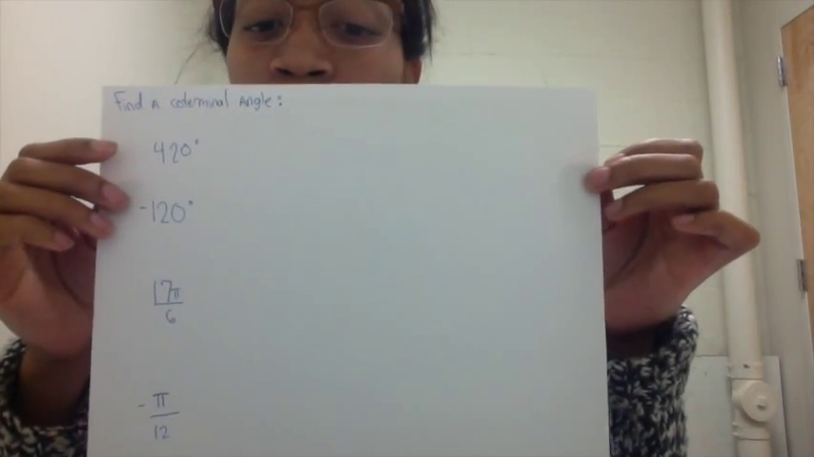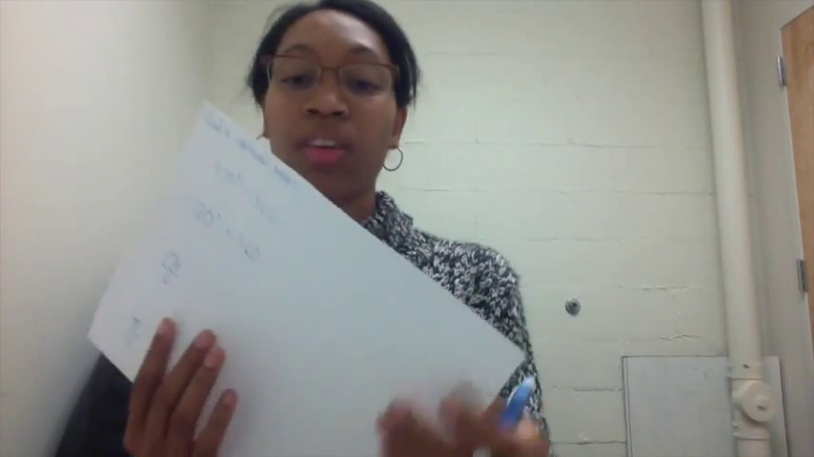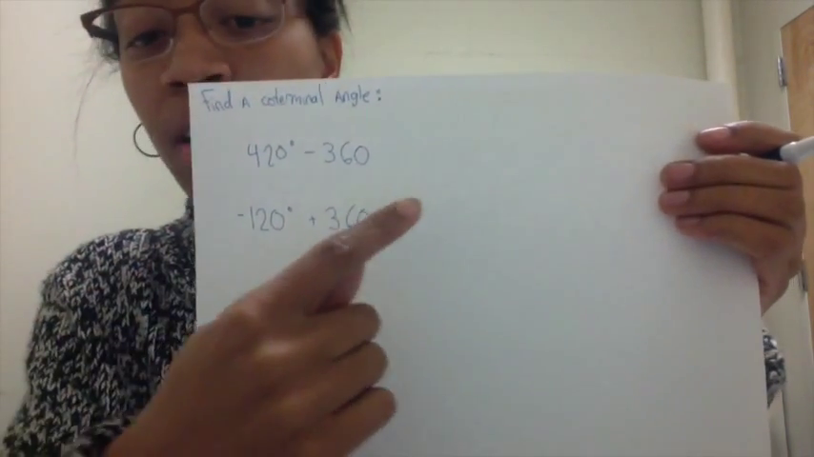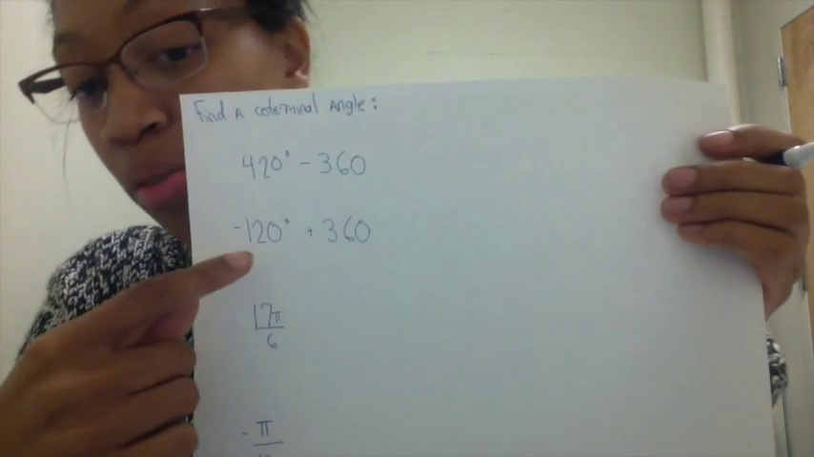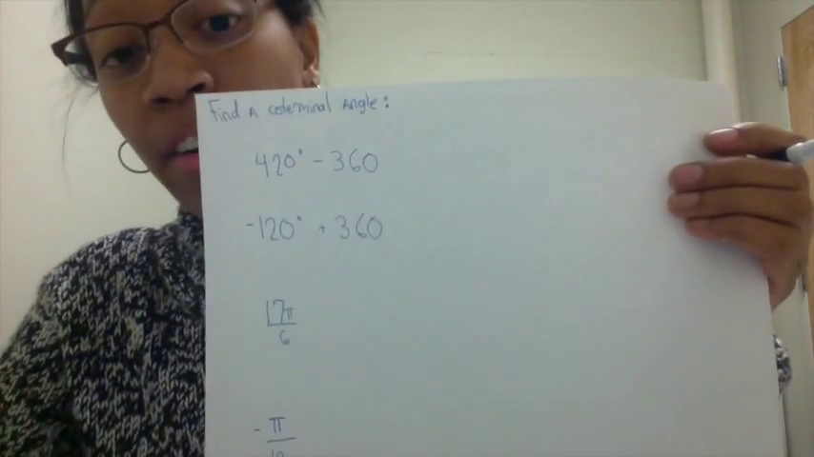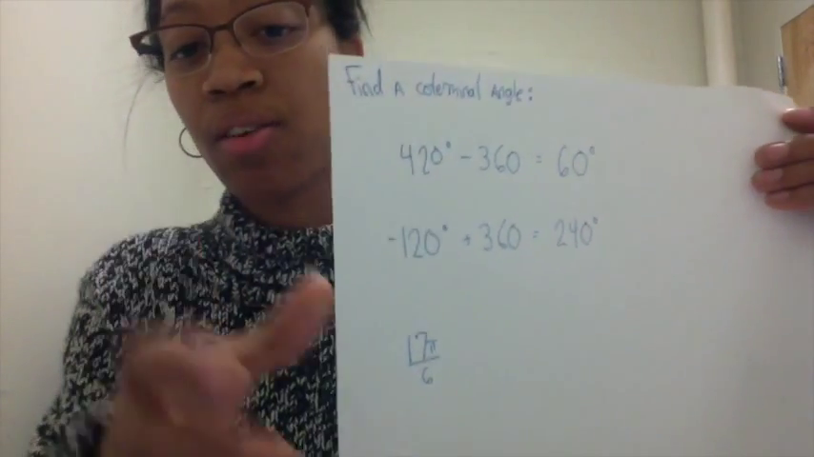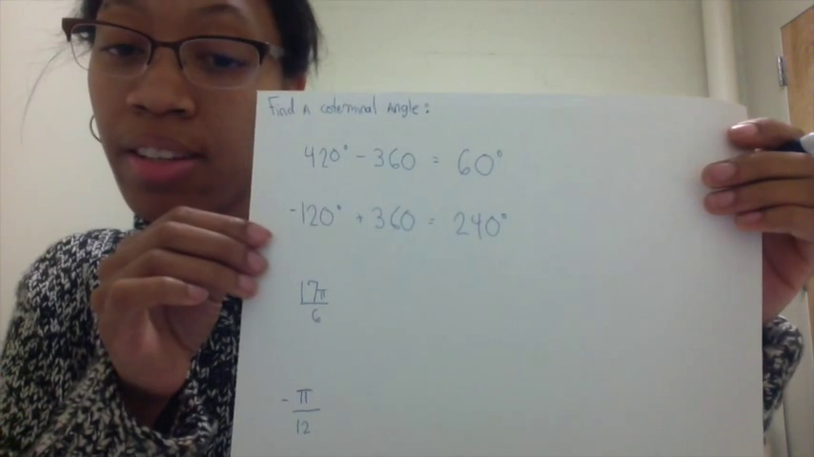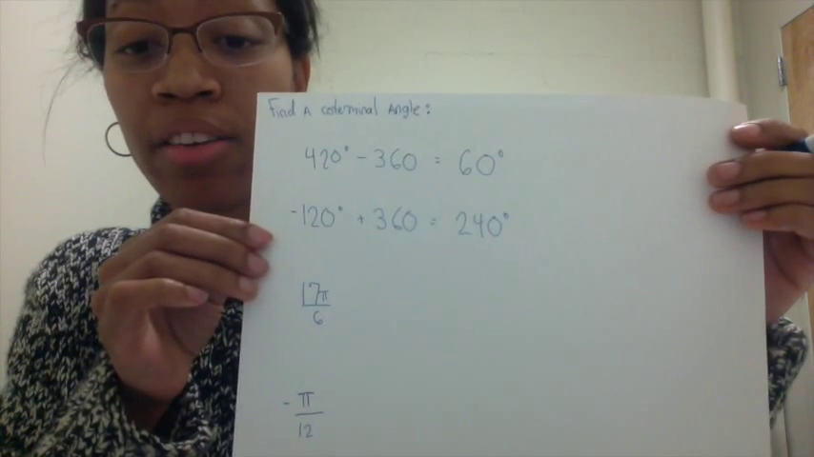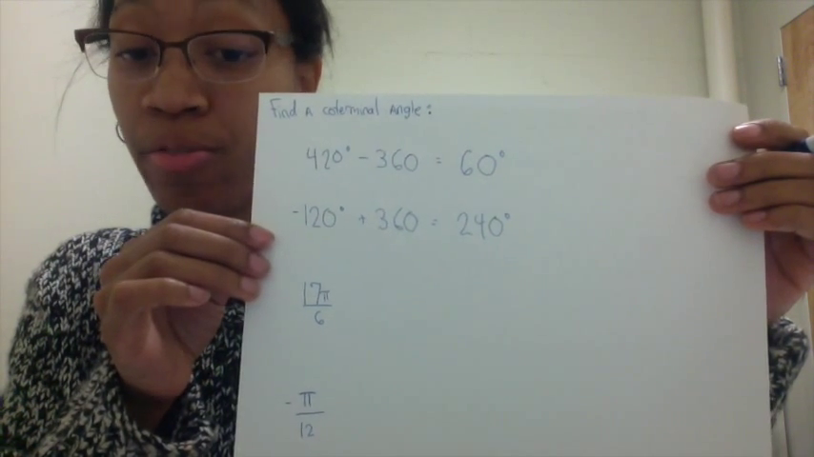420, we're just going to do minus 360. So we're going to just subtract 360 from that to get our answer. Or if it was a negative value, we can just add 360 to it to get our answer. All right, so 420 degrees is coterminal with 60 degrees, and negative 120 degrees is coterminal with 240 degrees.